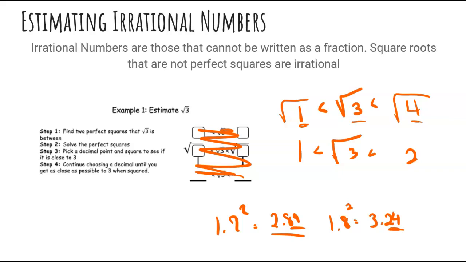So we say that the square root of 3 is approximately, and that's what this squiggly equal sign stands for, it's approximately 1.7. And we could pick 1.72 or 1.73 and see if we can get even closer and closer, but for now we're just going to stick to finding it to the closest tenths place. Okay.